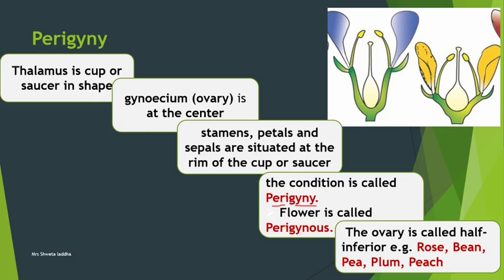Now this ovary is called half inferior. You can also call it half superior, semi superior, semi inferior. Examples: rose, bean, pea, plum, peach. Look at this, students, so easy to remember. Perigyny is from pea, and so many pea examples: pea, plum, peach. I'm just giving you a way to remember things. And pea belongs to bean, so bean also shows perigyny. And your favorite flower is rose, so rose. This is just a way to remember.